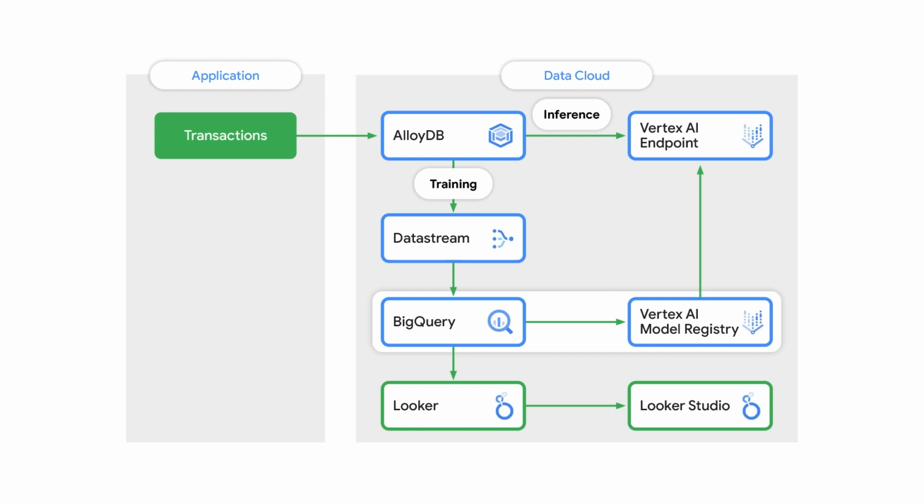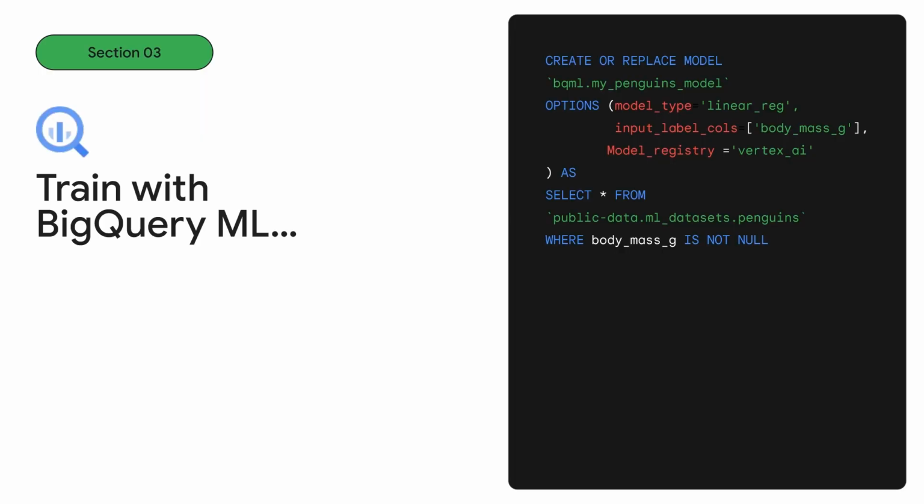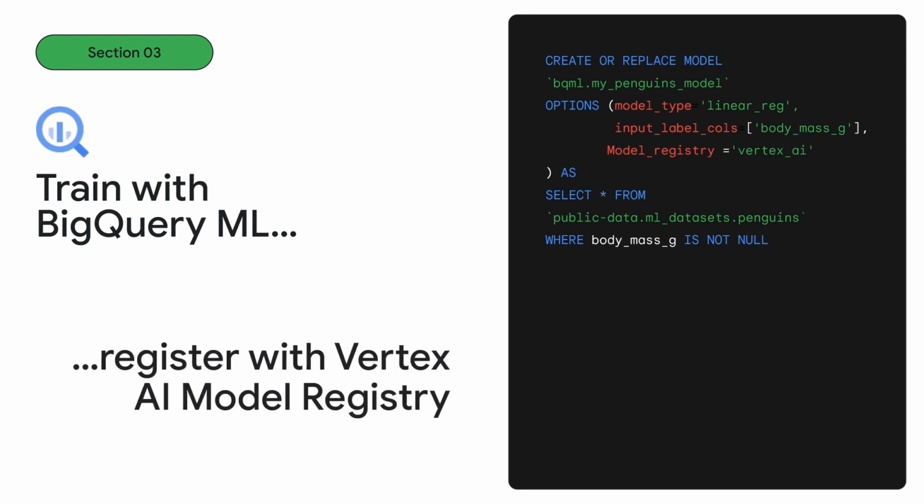But for the many users who don't have data science expertise or who want to speed up time to market, BigQuery ML can help you train a model super quickly, and all you need is SQL. Users write a simple SQL query with a create model statement specifying the model type and the training data set that is inside BigQuery. And then, in addition to that, during model creation, users specify an option to register the model with Vertex AI's model registry.